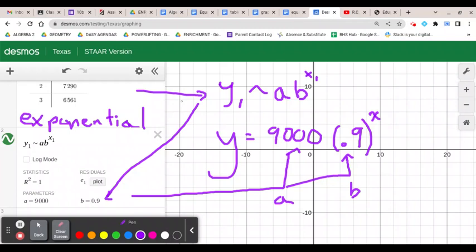Okay, let's take a look. We have to make a table, so hit plus. We're going to make a table with those 4 points that they give us here: 0, 9,000; 1, 8,100; 2, 7,290. Make sure you don't put any commas either, okay?